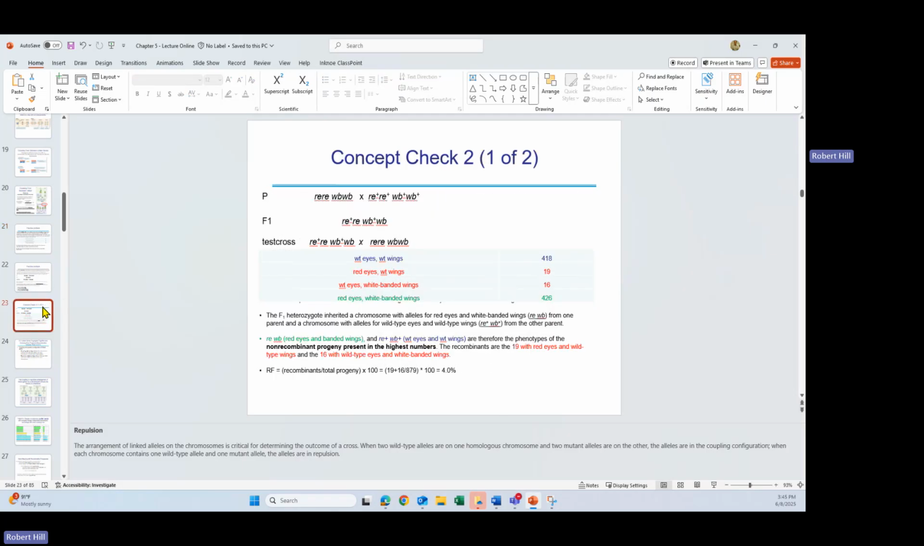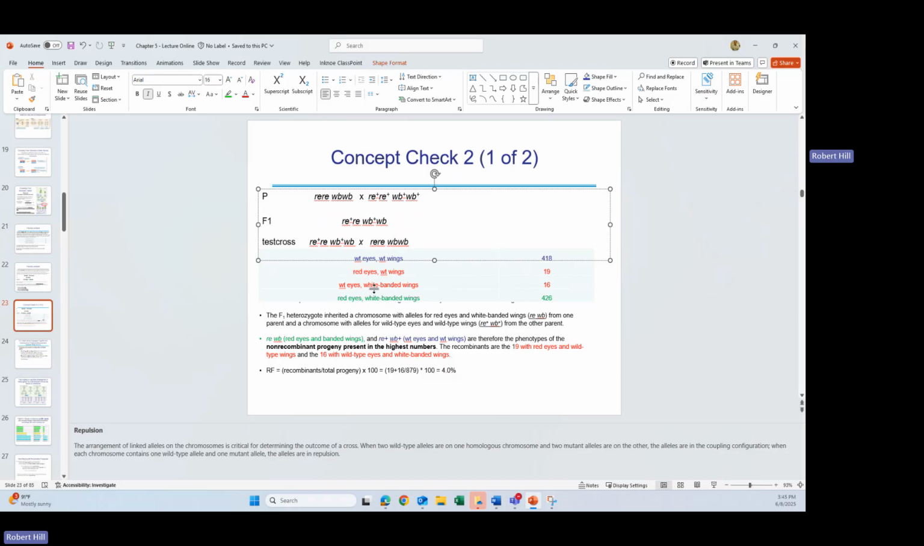Let's go back over here to where the answer is. What is this up here? So this is the P generation. I'm just summing up the problem here. Here's the homozygous recessive, here's the homozygous dominant and the wild type. Here's your heterozygous F1, and then here's the test cross. So here's your heterozygote crossed with the homozygous recessive, and then here's the results of the progeny.